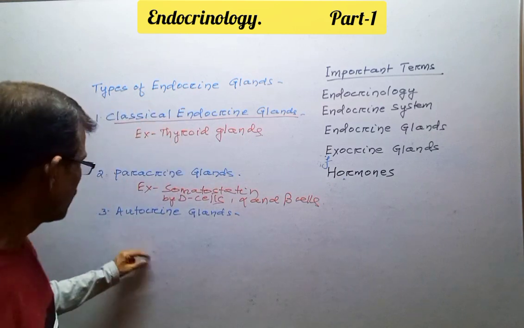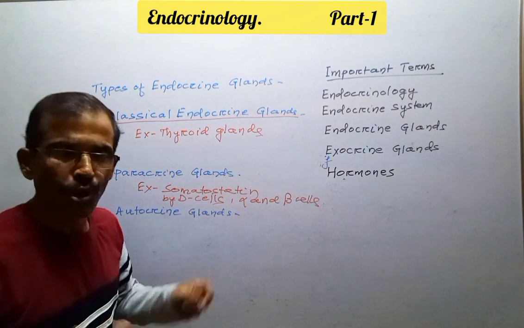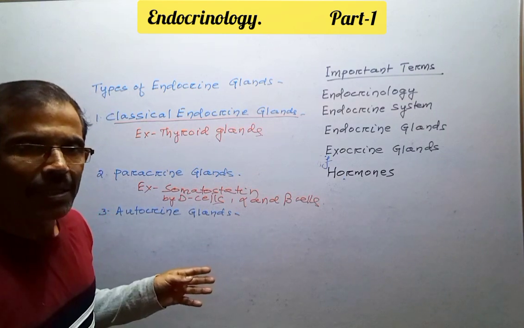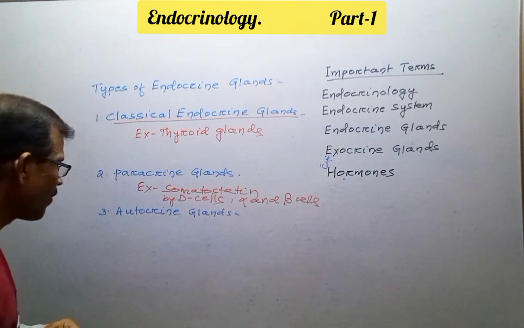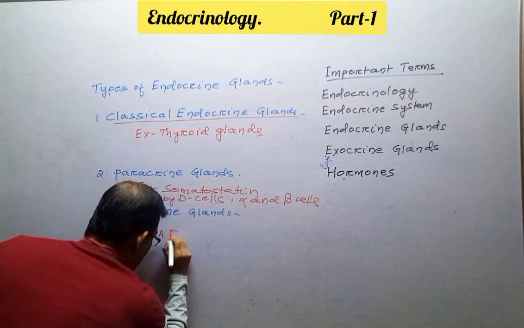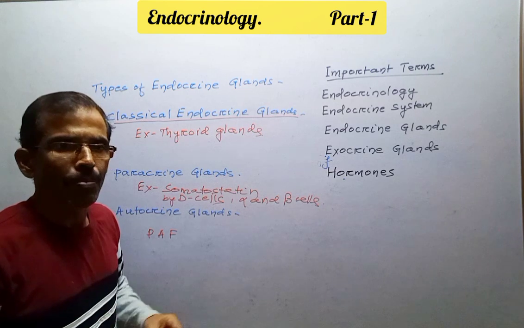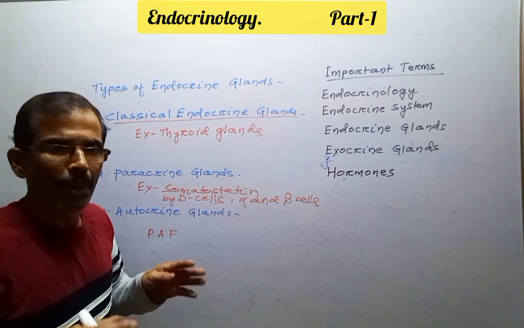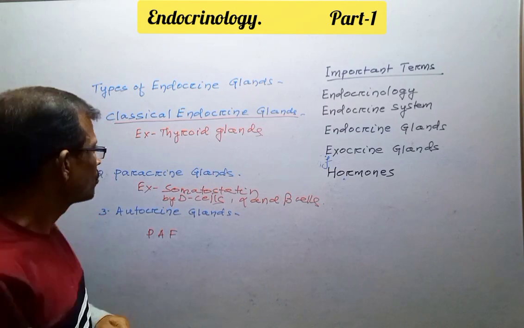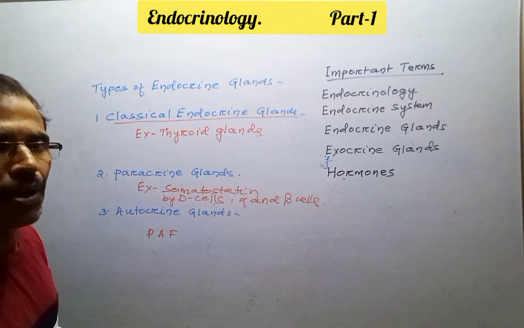cells. Third type of endocrine gland is autocrine glands, whose hormones act on the same cell in which they are synthesized. For example, platelet activating factor is a hormone which is produced by platelet. It also acts on the platelet. So these are three types of endocrine glands found in the body.